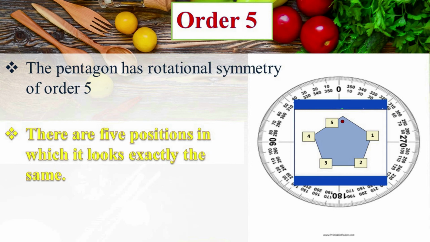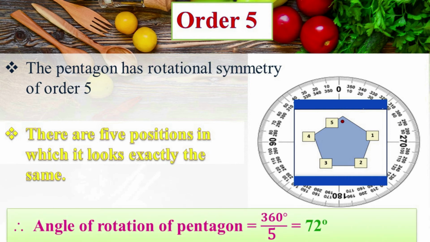We can find the angle using the order of the given shape. Therefore, the angle of rotation of a pentagon is equal to 360 degrees divided by the order. You can get the angle of rotation of the pentagon, which is 72 degrees.